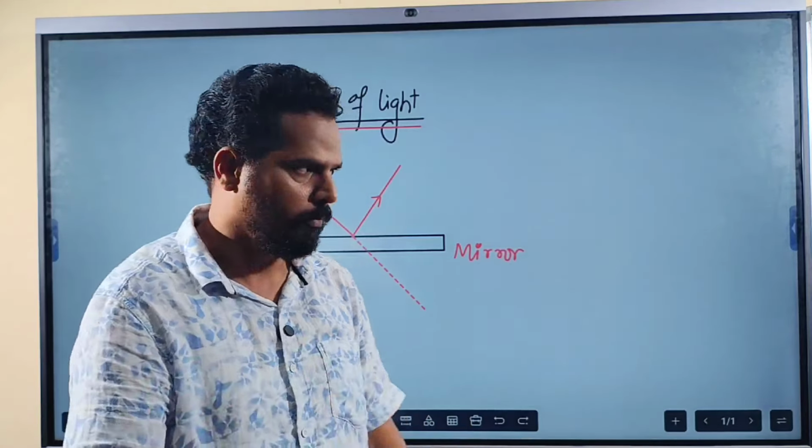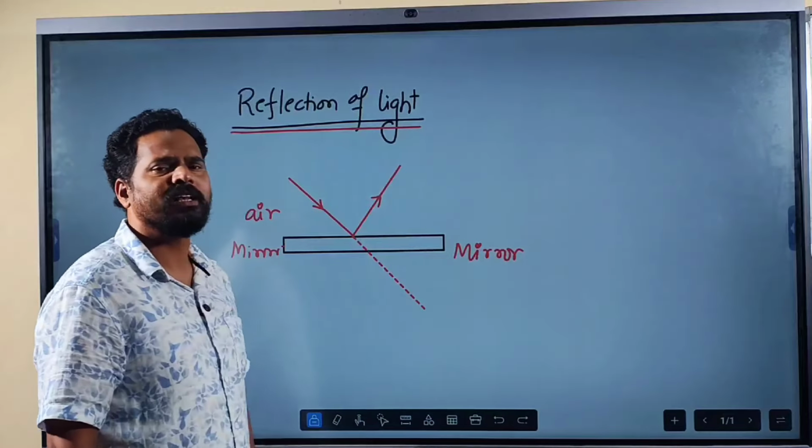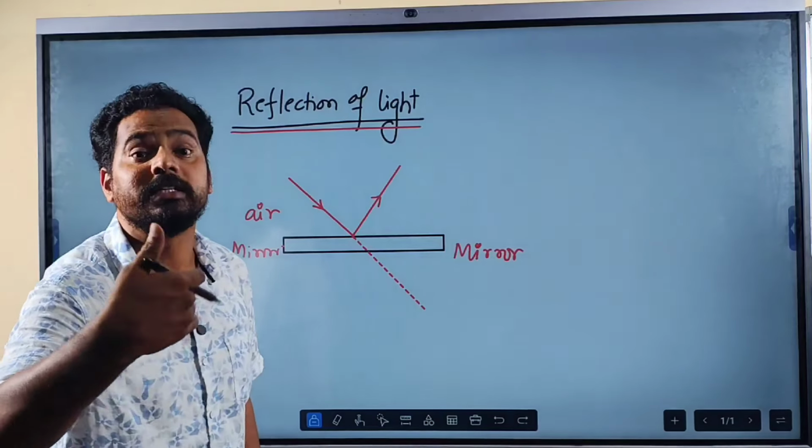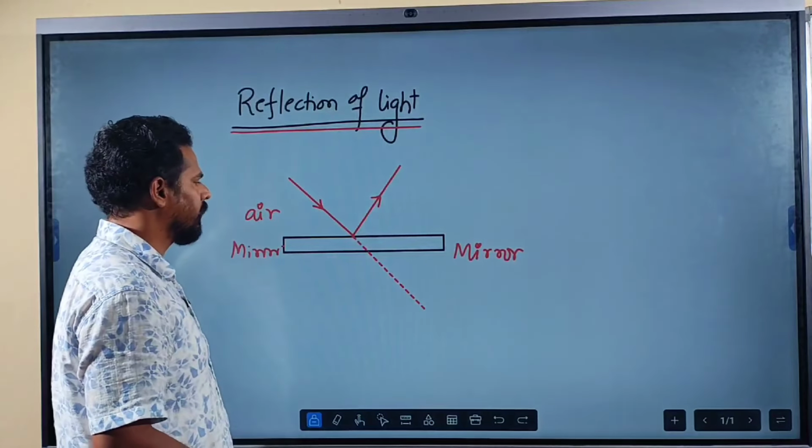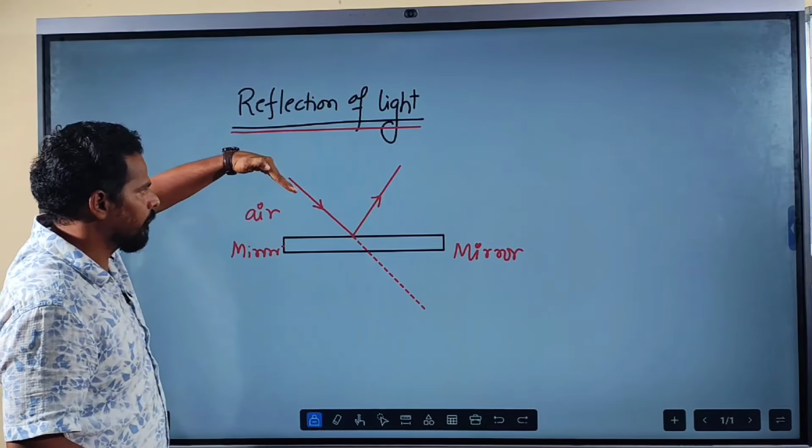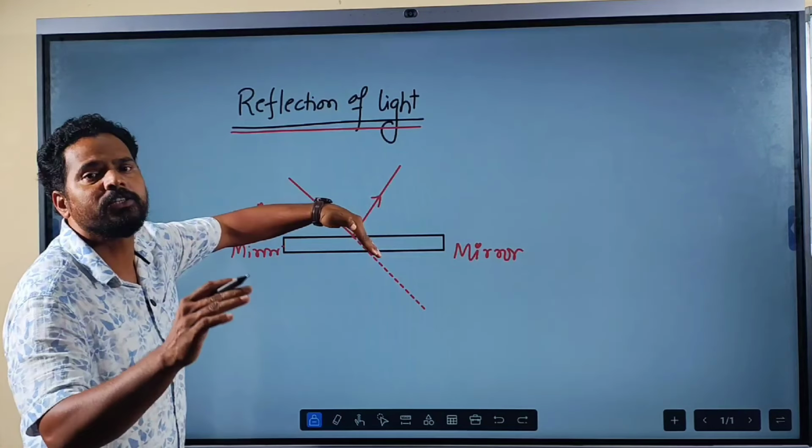Hope you understood? Now, how exactly does reflection take place? If you are asked to describe it, look at this. A ray of light which falls on the surface of the glass.